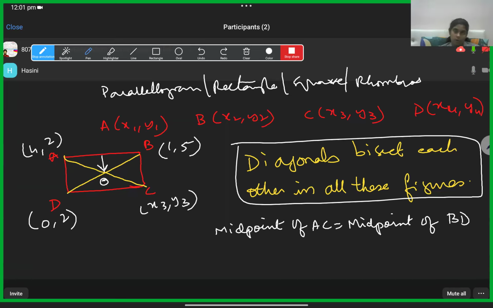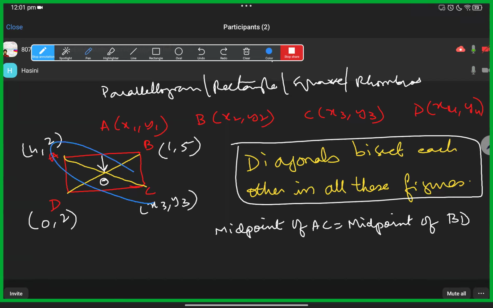So we'll apply the midpoint formula we learned just before: (x1 plus x2) by 2, (y1 plus y2) by 2. Before, when I was writing the section formula, I wrote that if the ratio is 1 is to 1, we get the midpoint. That formula we'll use for the diagonals AC and BD, and we'll equate them to each other.